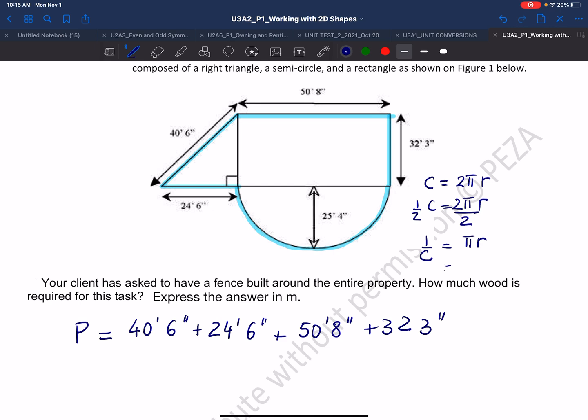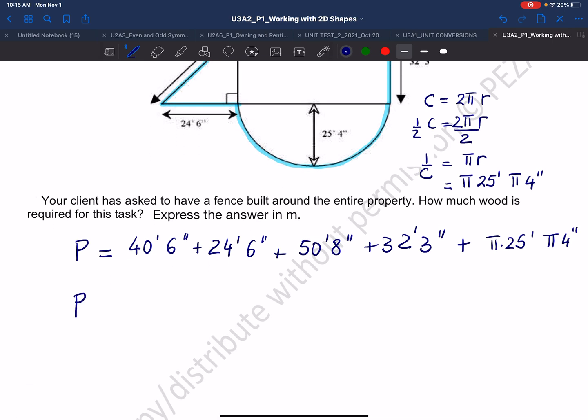Now, because the radius is given in combination of both feet and inches, then we're going to say pi times 25 feet, and then pi times 4 inches. Okay, so we're going to add that circumference here. Now when we add the perimeter, when the measurements are given as a combination of two different units within the same system, by the way, imperial, we are going to add feet to feet and inches to inches.